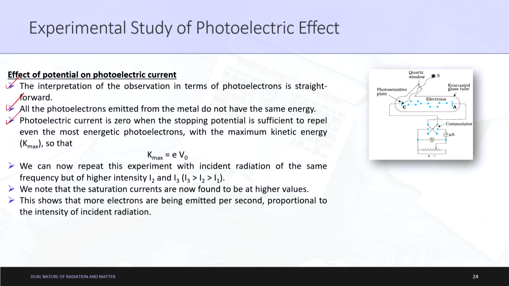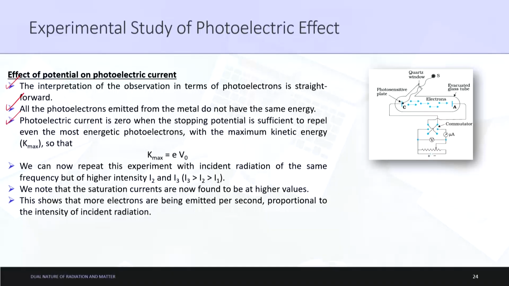We can now repeat the experiment with incident radiation of the same frequency. Please remember, the frequency is the same now, but of higher intensity, I2 and I3, where I3 is greater than I2, which is greater than I1. How do we change the intensity? We just change the position of the source, the distance of the source from the emitter plate C. We note that the saturation currents are now found to be at higher values.